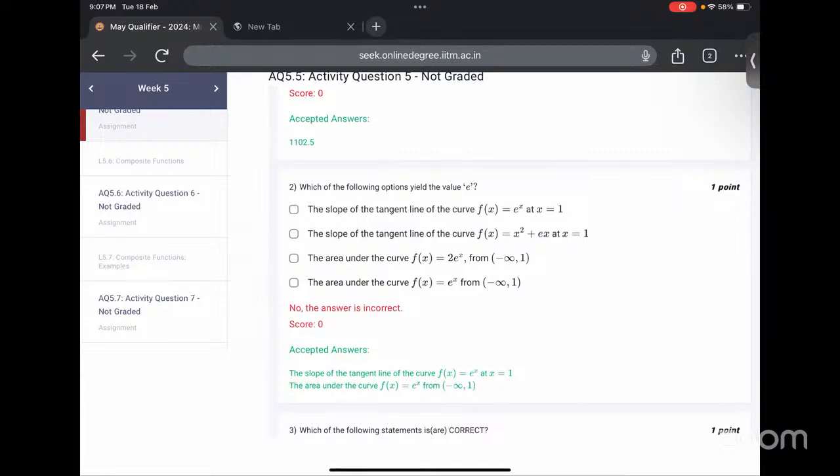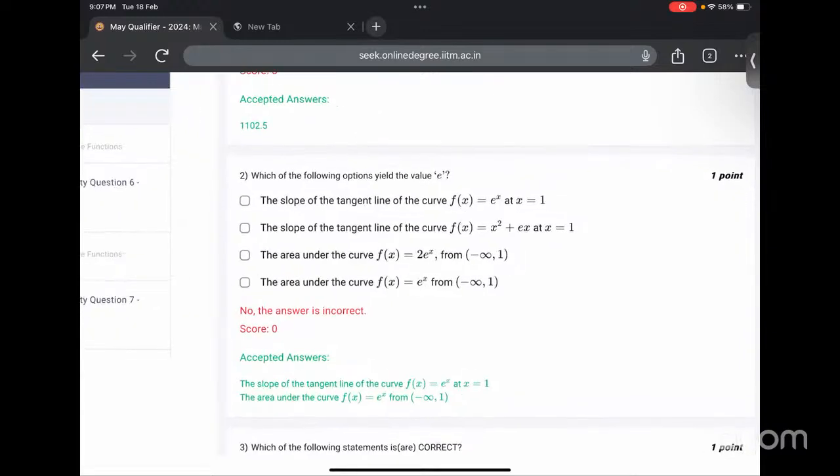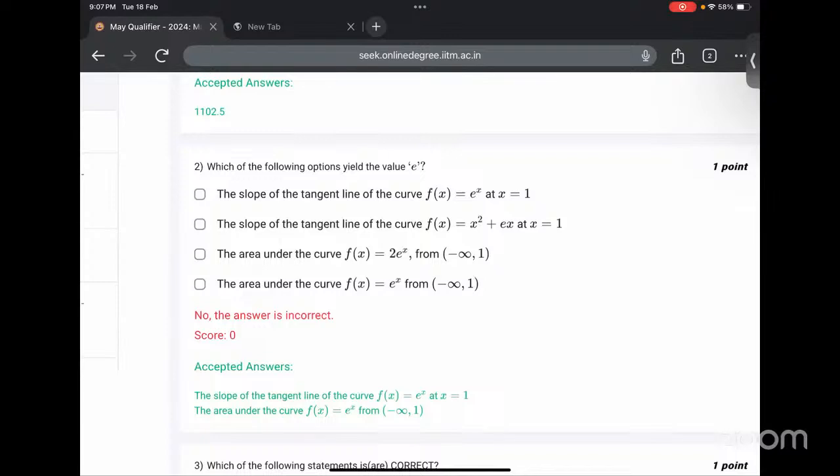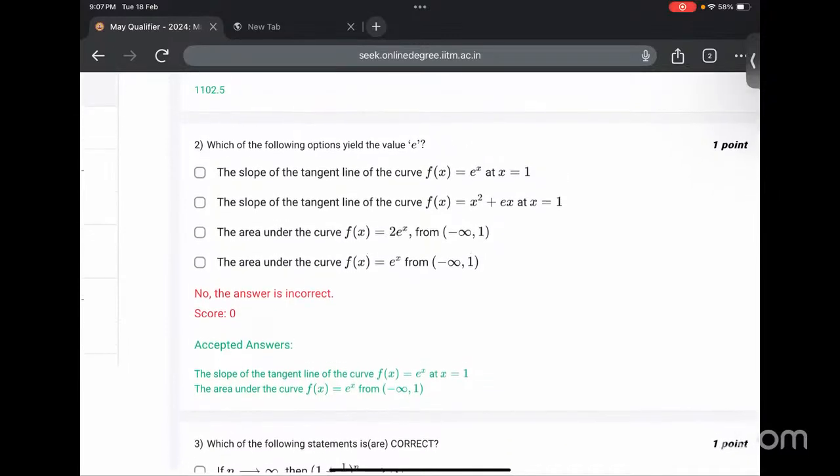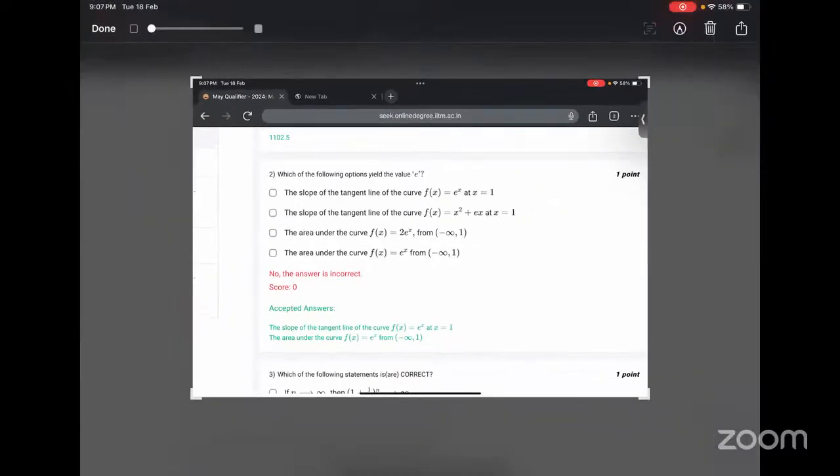So the slope of the tangent line is the derivative of the function, right?